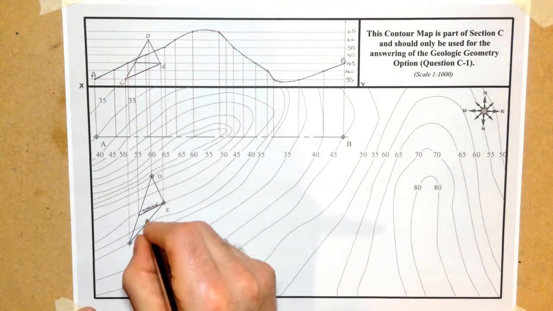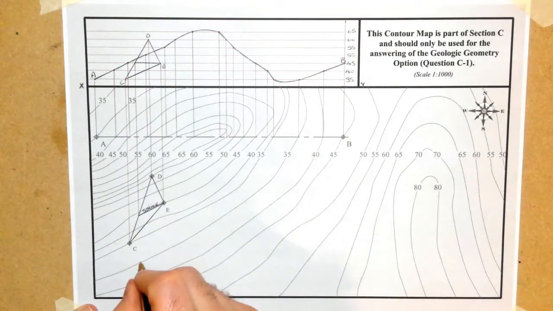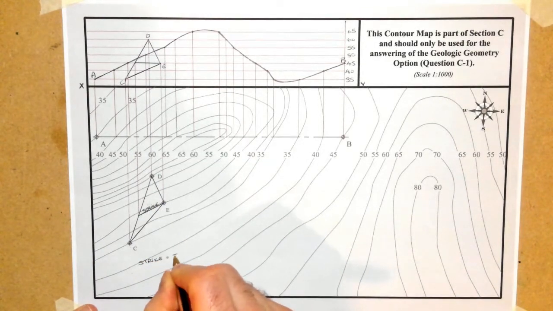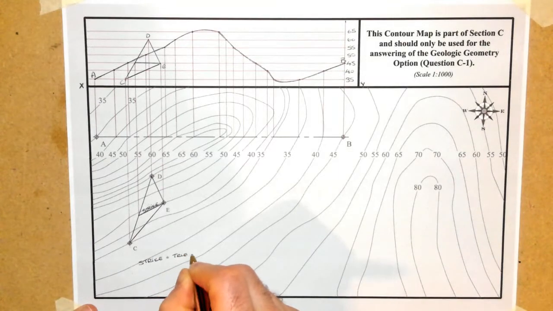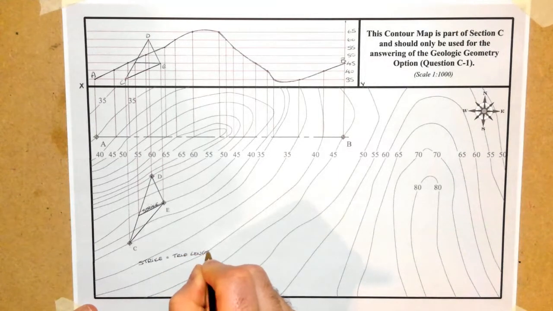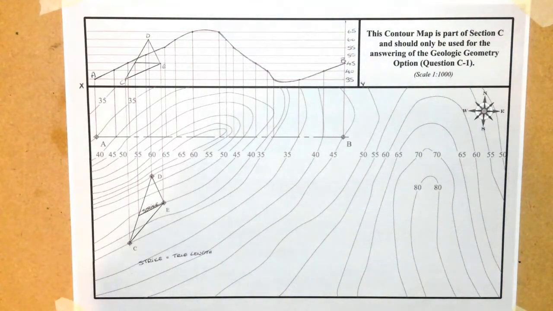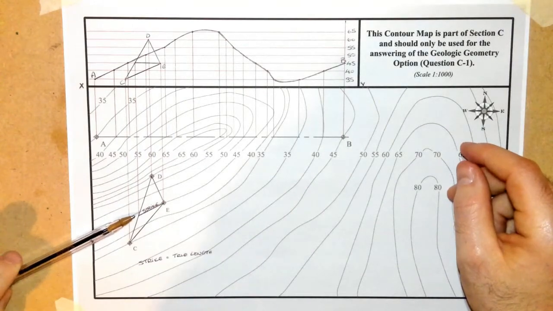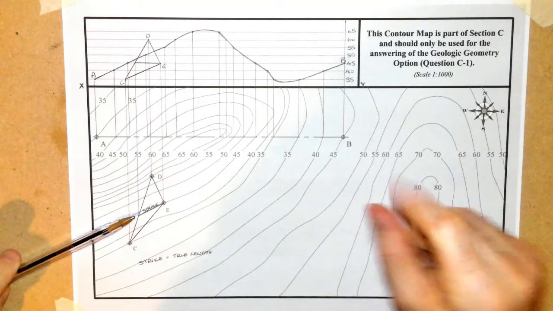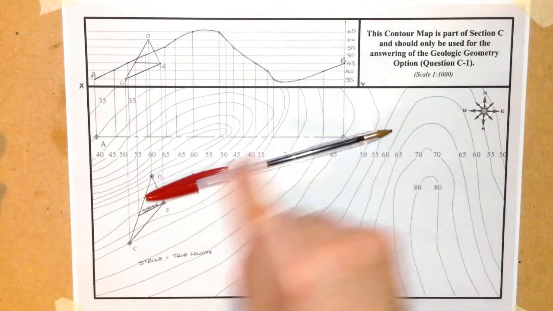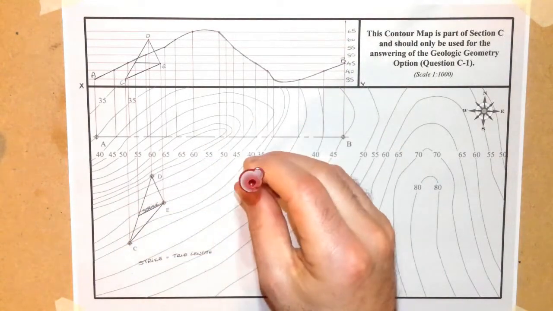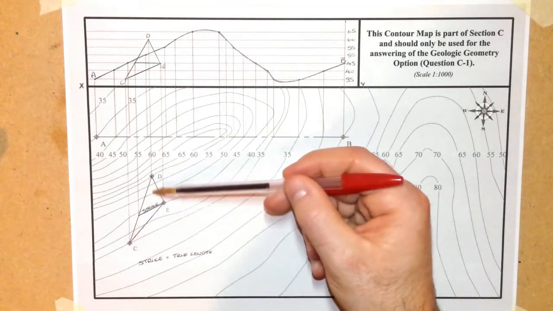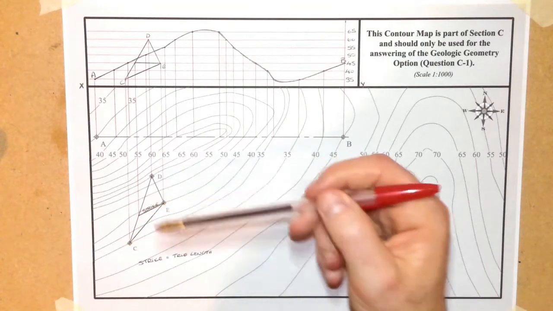That strike is a true length. Okay, I'm going to write in strike equals true length. Okay, the strike is our true length. Now, if we look along that line, the strike line, when we look along a true length, we will see it as a point view. And because that strike line is a true length and it's sitting on this surface CDE, we will therefore see the surface CDE as an edge view.